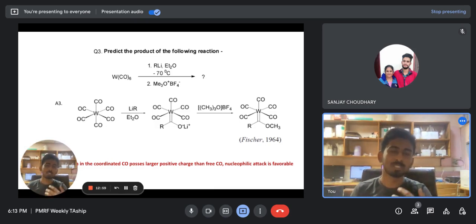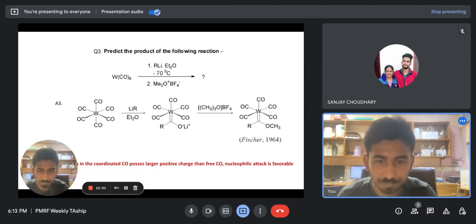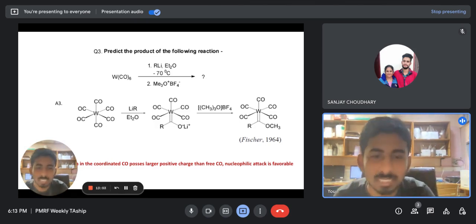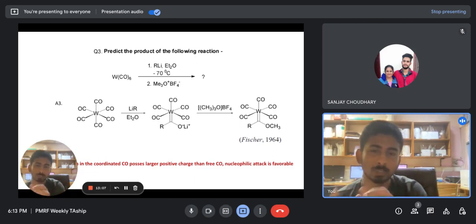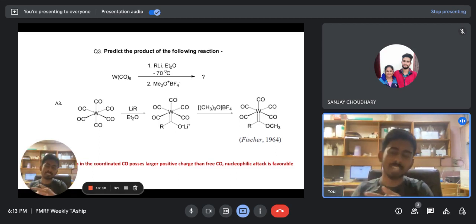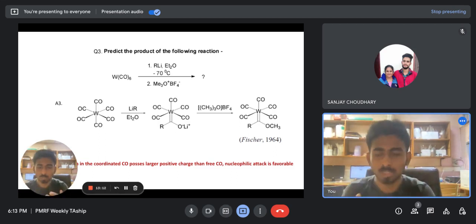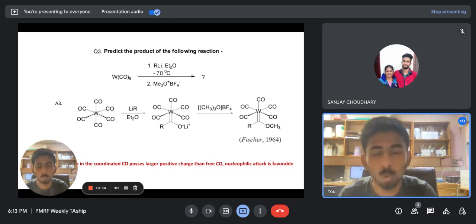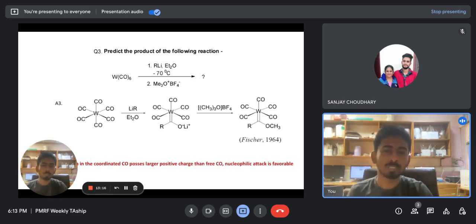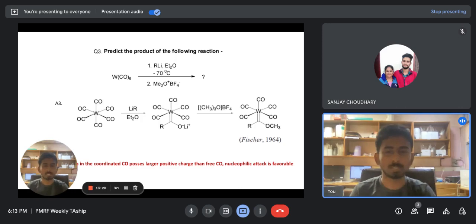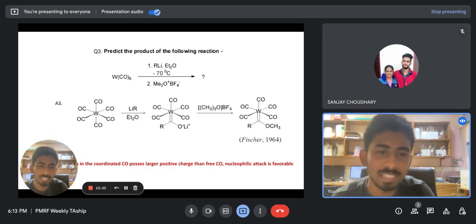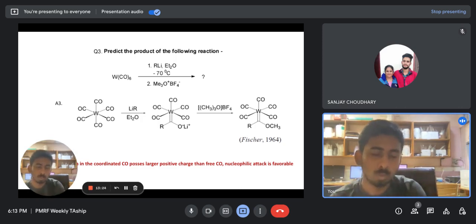Metals are electropositive in nature. That's why a larger positive charge occurs on the carbon, because the oxygen has high electronegativity, so the carbon atom will have this more positive charge. That's why it is more electrophilic in nature. So the nucleophilic attack of RLi on the CO is more favorable.